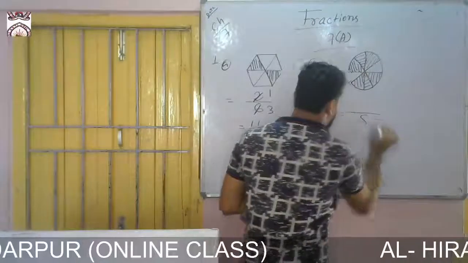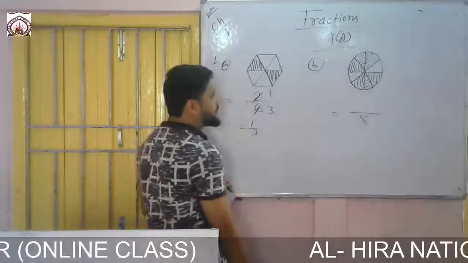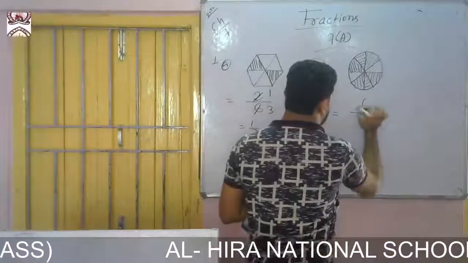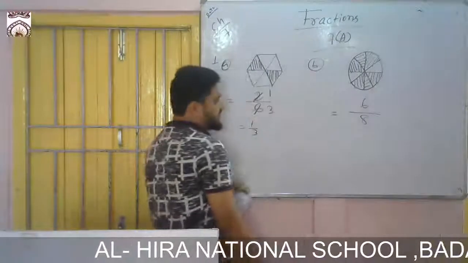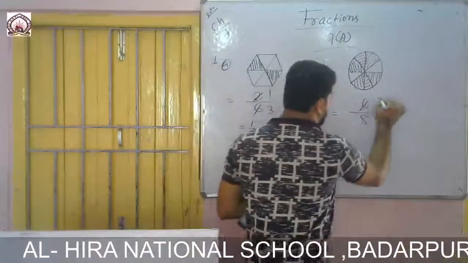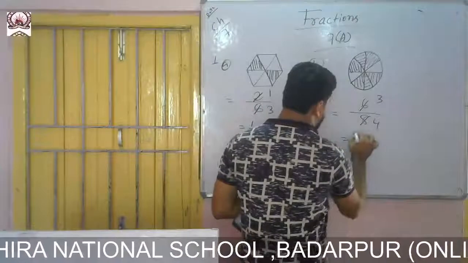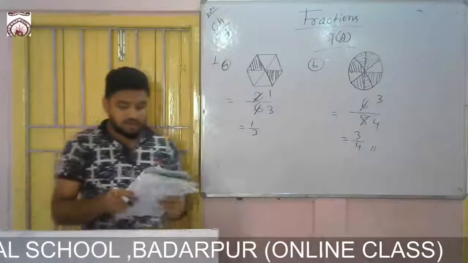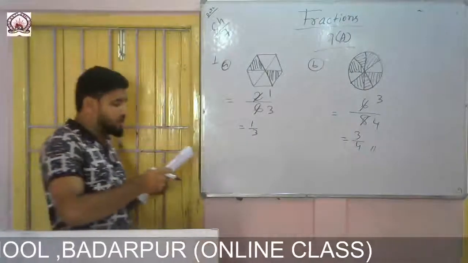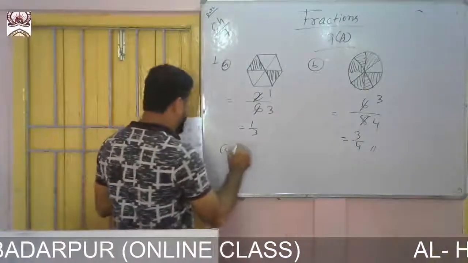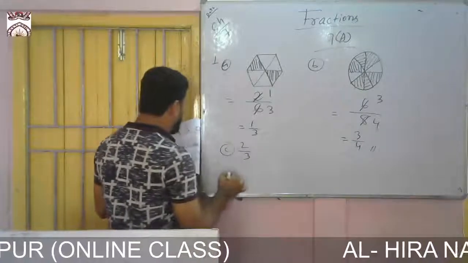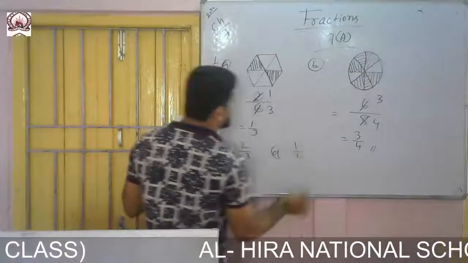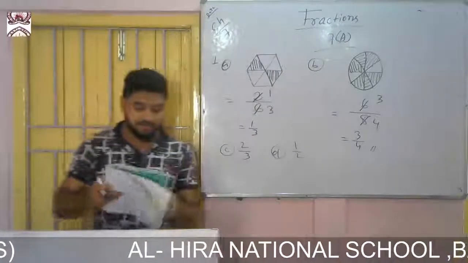So 8 total parts. Out of 8, how many shaded? 1, 2, 3, 4, 5, 6. 6 shaded. Now you cancel. 2 3s are 6, 2 4s are 8. So the answer is 3 by 4. Okay. So C also, C you see, the answer will be 2 by 3. You check by drawing. And D answer will be 1 by 2. So you count and check, it is the same.